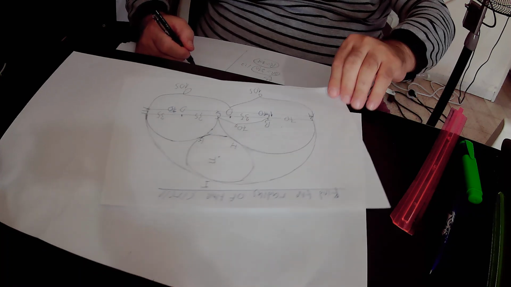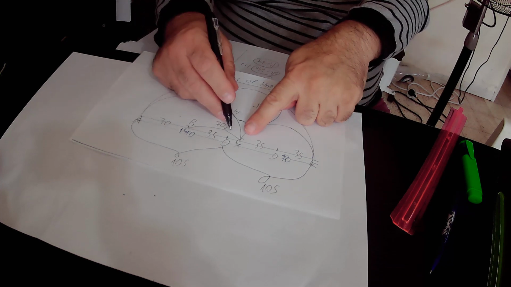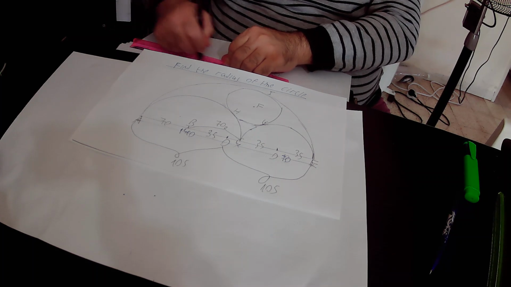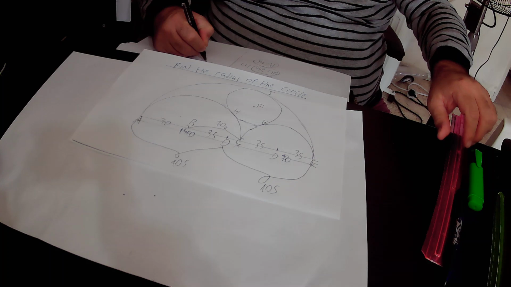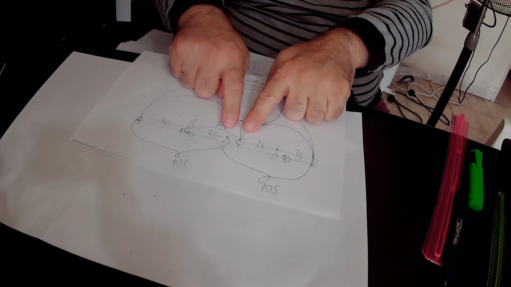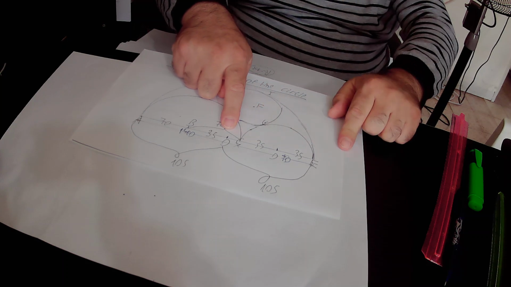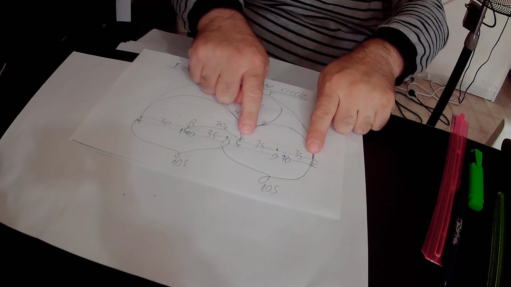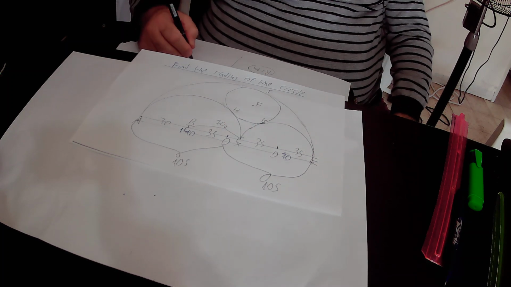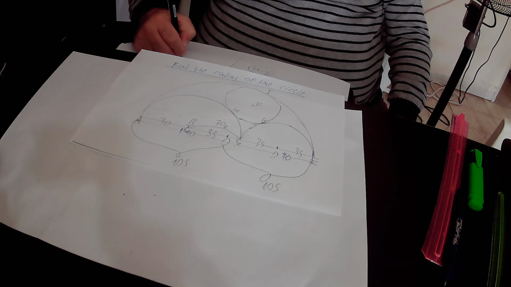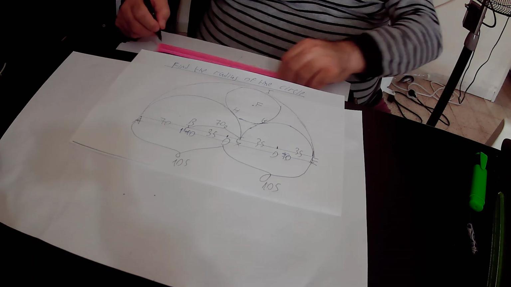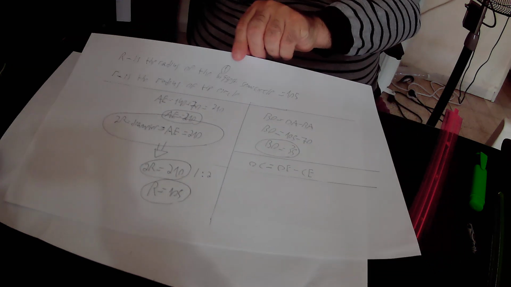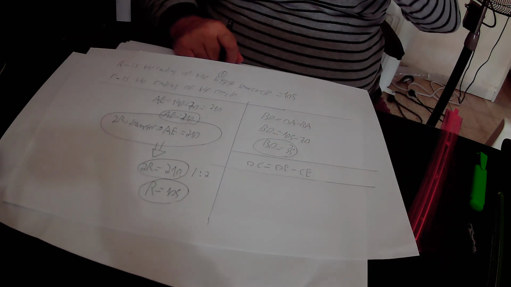And what is the length of line segment OC? From the drawing, it is very easy to see that OC equals OE minus CE. Repeat again, line segment OC equals OE minus CE.